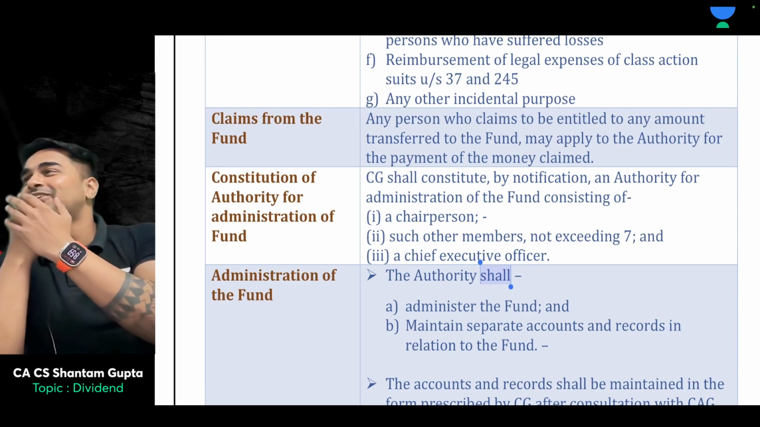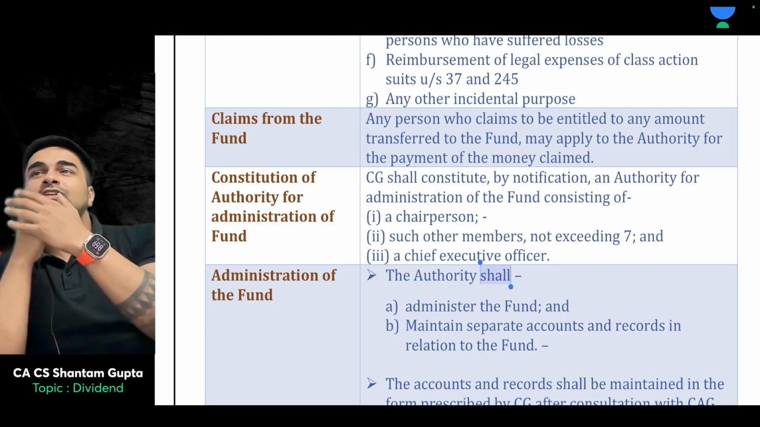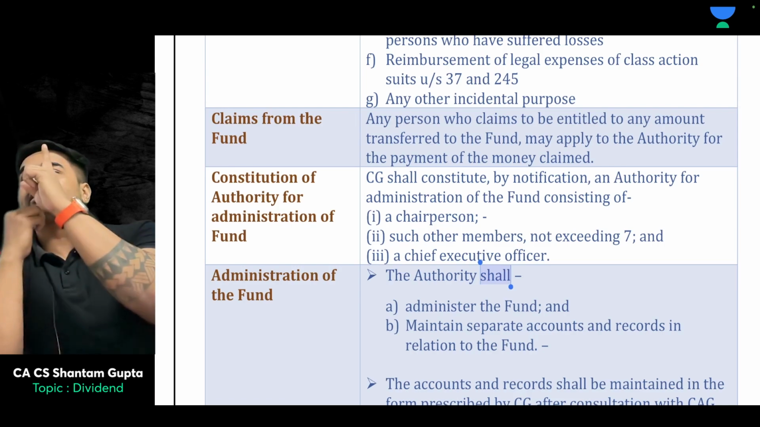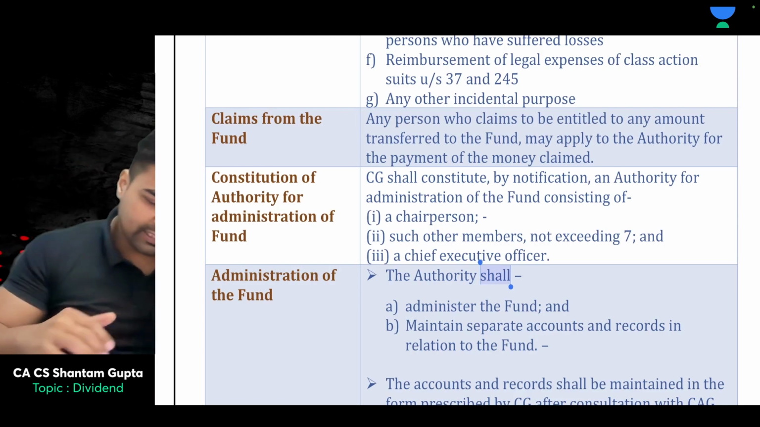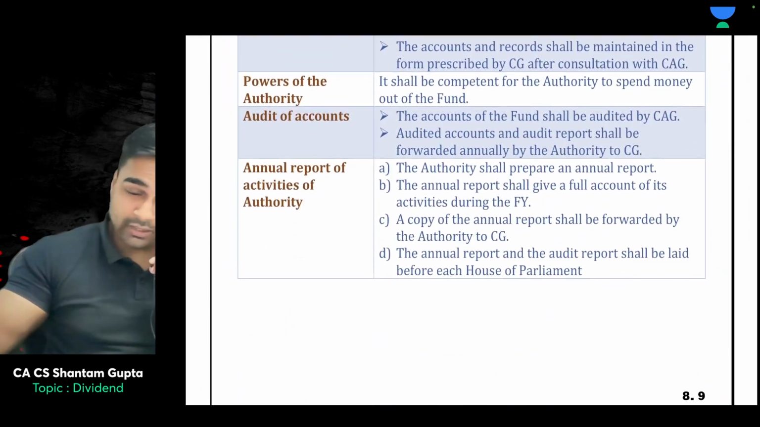How many people are required in CSR committee? 3 people are required, 2 are directors, 1 should be independent director. In a foreign company, how many are required? 2 directors, one should be Indian resident. Very good. Very, very good.